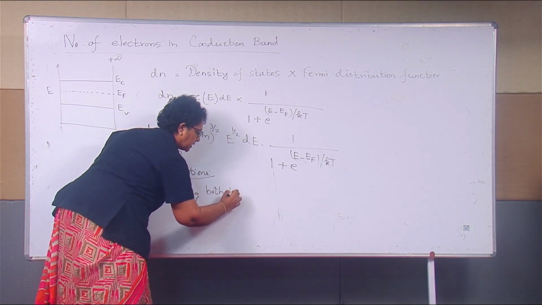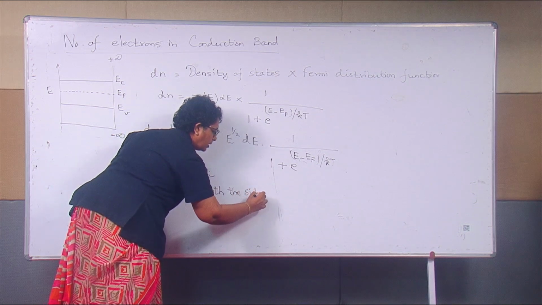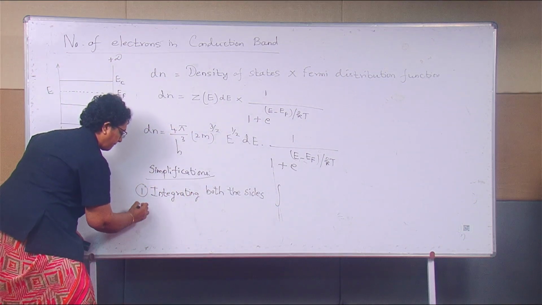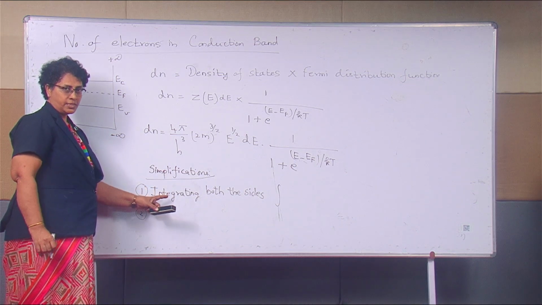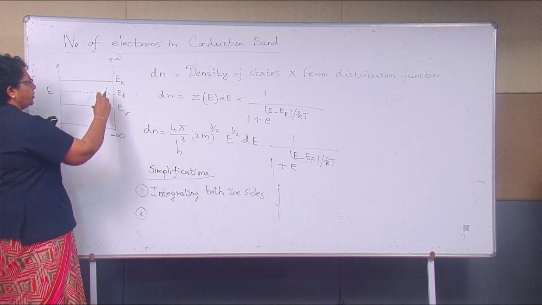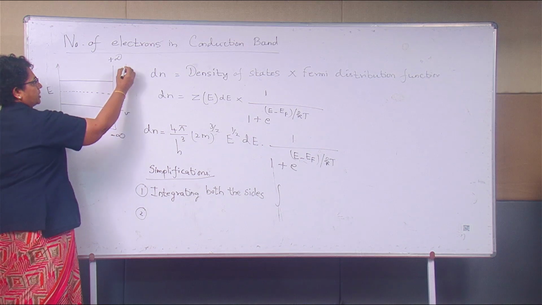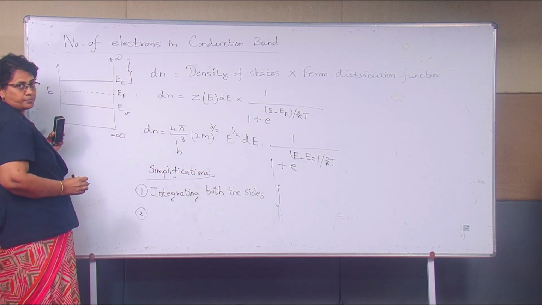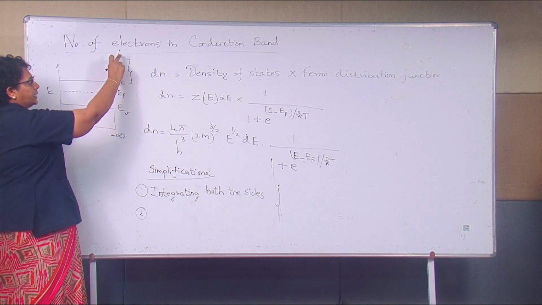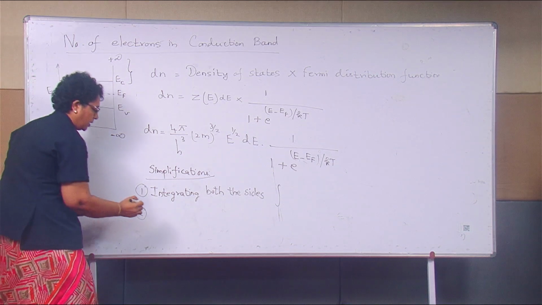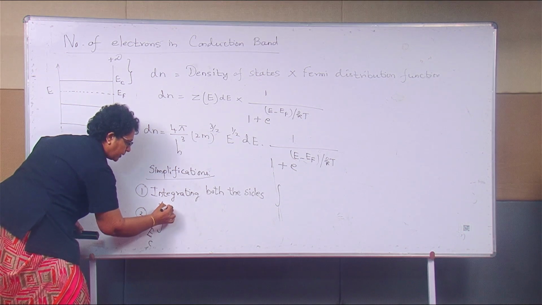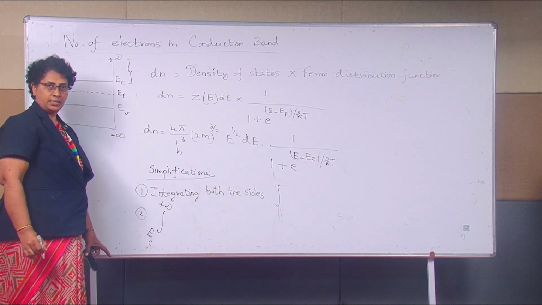So integrating both the sides, that is introducing the integral symbol on both the sides. The second one, the limit, because if integration exists, then the limit is the most needed one. So what can be the limit for that? Now you are concentrating the number of electrons in conduction band. So you are concentrating only this portion. Since we are concentrating this portion, the beginning limit will be of EC and the ending limit will be of plus infinity. So the integral from EC to plus infinity. So this will be the limit here.